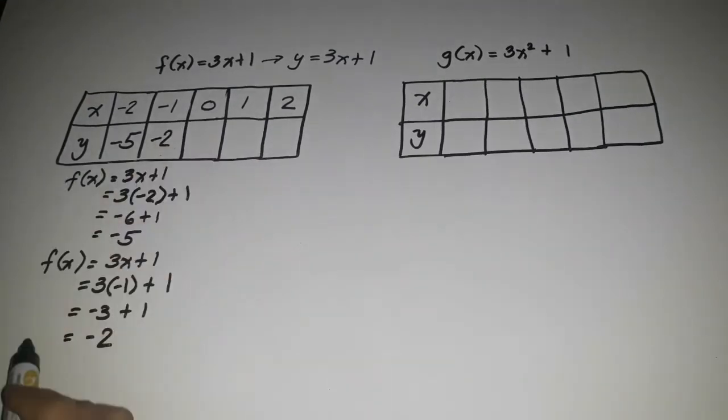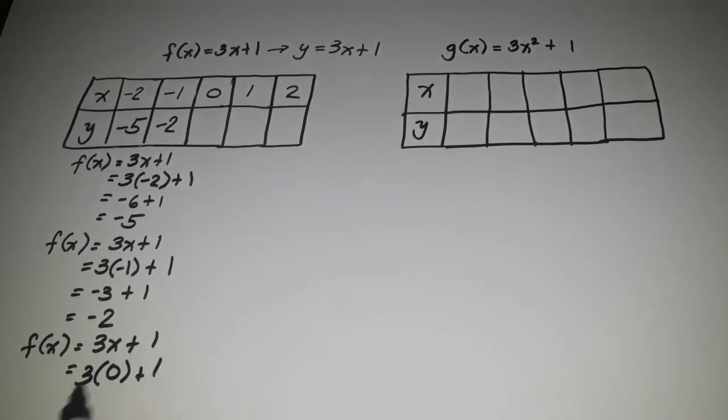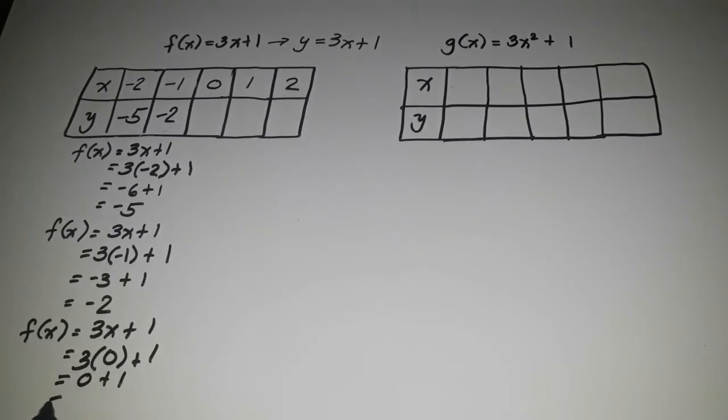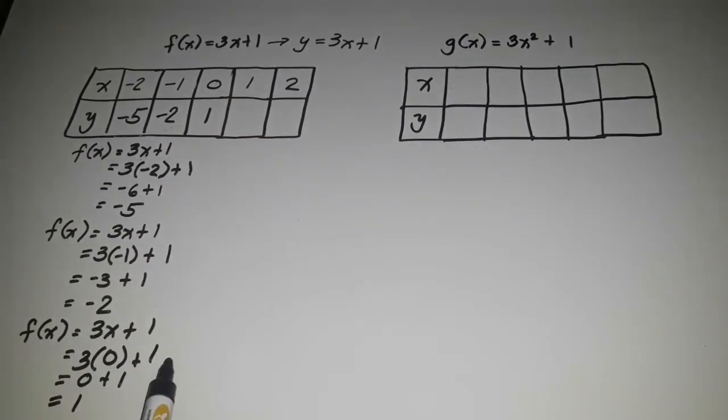Next, ang value ng x is 0. So, we have f of x equals 3x plus 1. 3 times x is 0 plus 1. We have 3 times 0 is 0 plus 1. Equals 0 plus 1 is positive 1. Therefore, the value of y is 1 if x is 0.